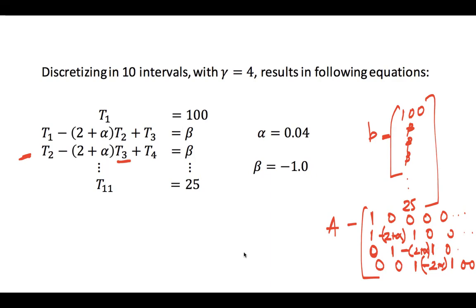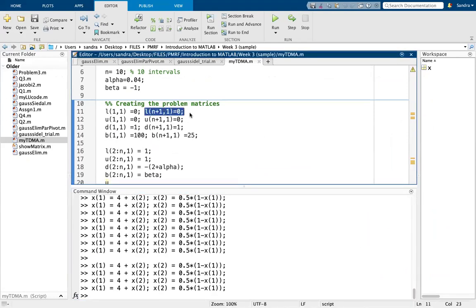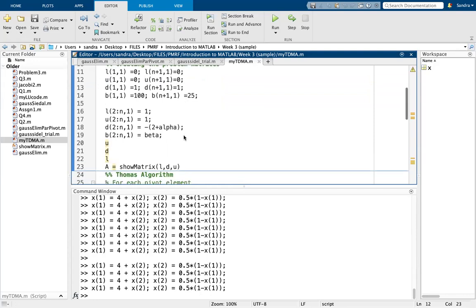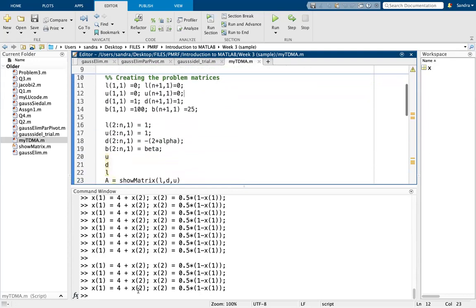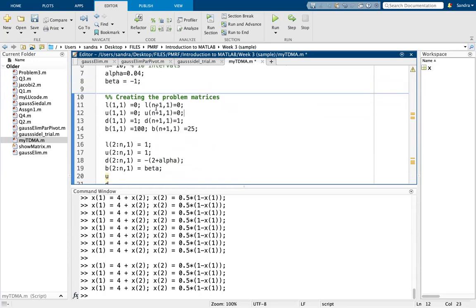Going back. So Ln plus 1, comma 0 will be 0. Un plus 1, comma 0. That is the next row. The first element is 0, and this is the upper row. This might be a bit tricky for you to understand. I'll show you once I run this command. Rather than me explaining, it's very important that you write it with pen and paper and identify what these values are. So let me just run this code.